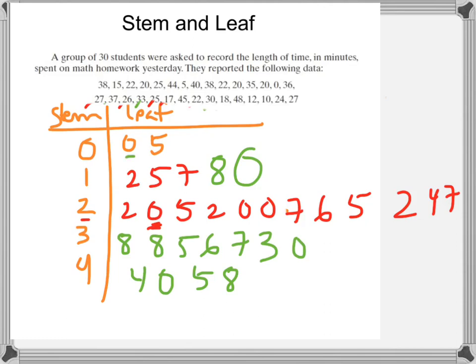So in my leaves, I have 1, 2, 3, 4, 5, 6, 7, 8, 9, 10, 11, 12, 13, 14, 15, 16, 18, 19, 20, 21, 22, 23, 24, 25, 26, 27, 28, 29, 30, and they told me that 30 students were there, so I'm good.